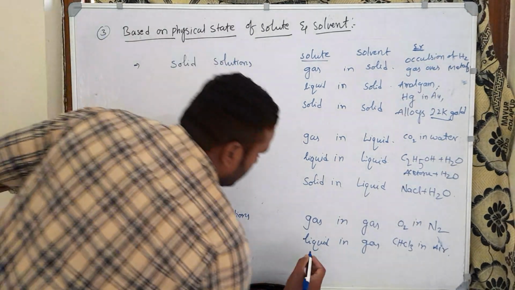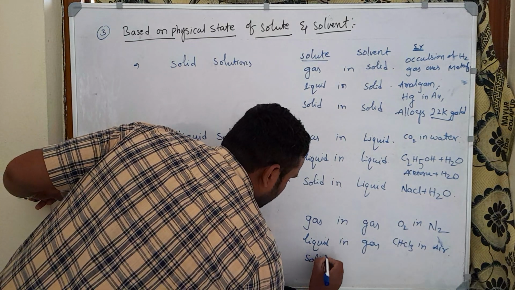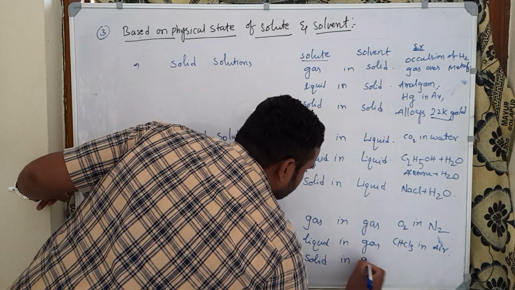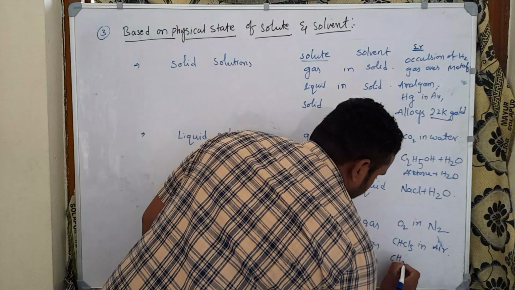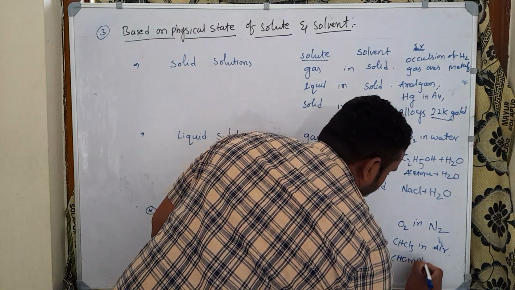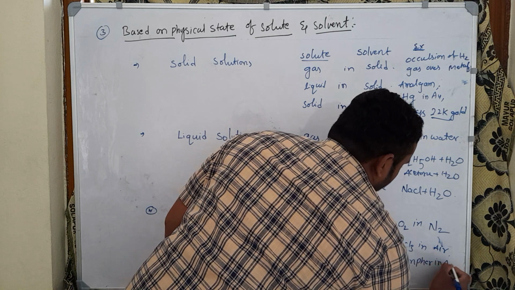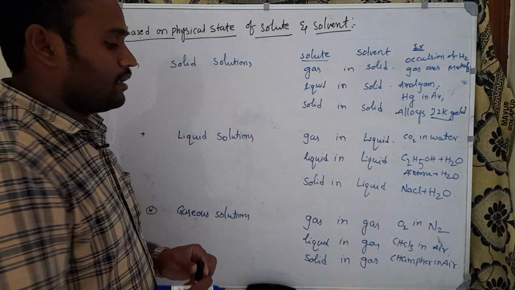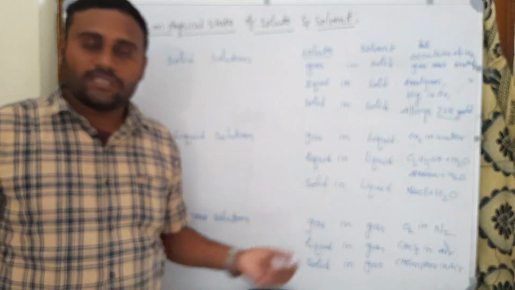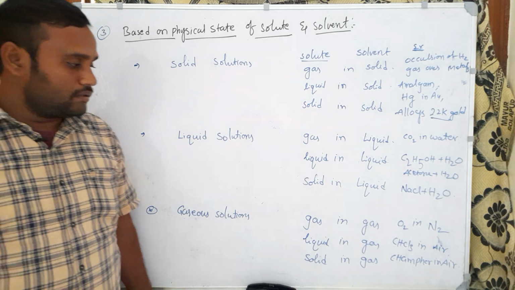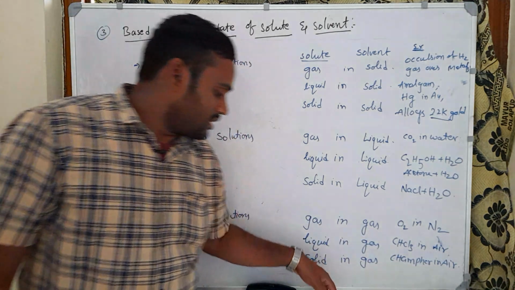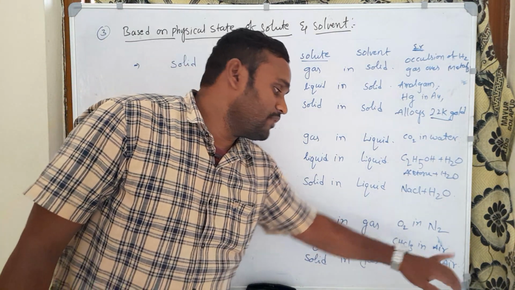Next, solid in gas. For example, camphor in air. We already know camphor is a sublimable solid. So this camphor sublimes and turns into small solid particles, and it mixes into the air. That is nothing but an example of solid in gas, camphor in the air.